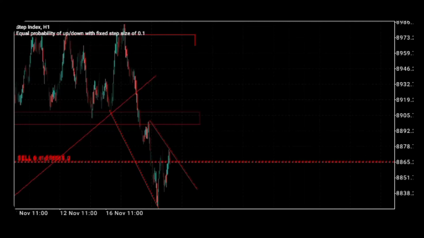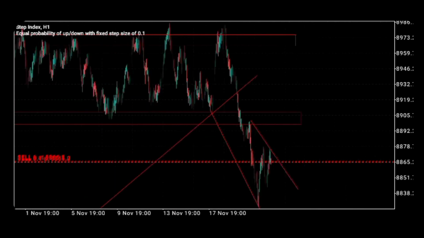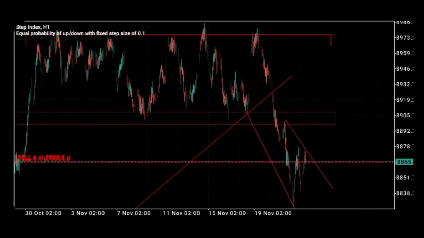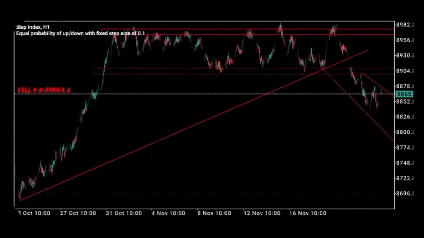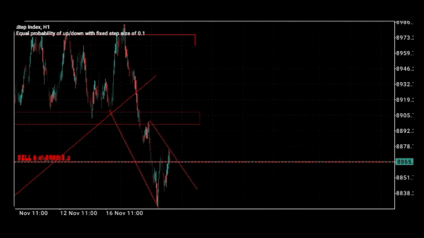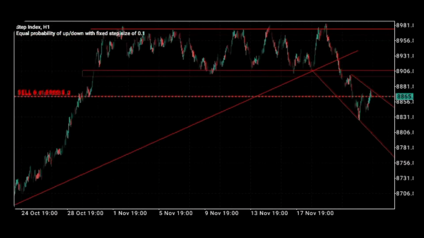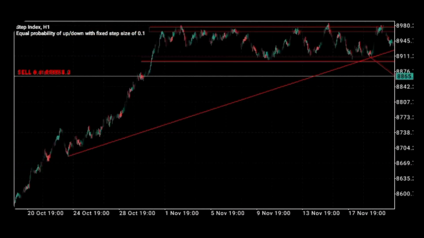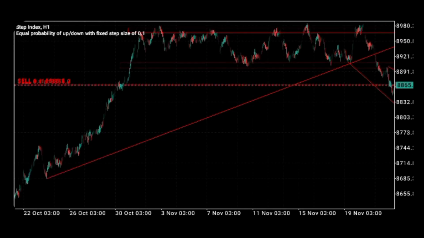Step index. So I just placed my trades. The direction is a sell, and this right here is my analysis. It's been a while, guys. I am making this video to show you how I analyzed this step index. And I'm still analyzing too.